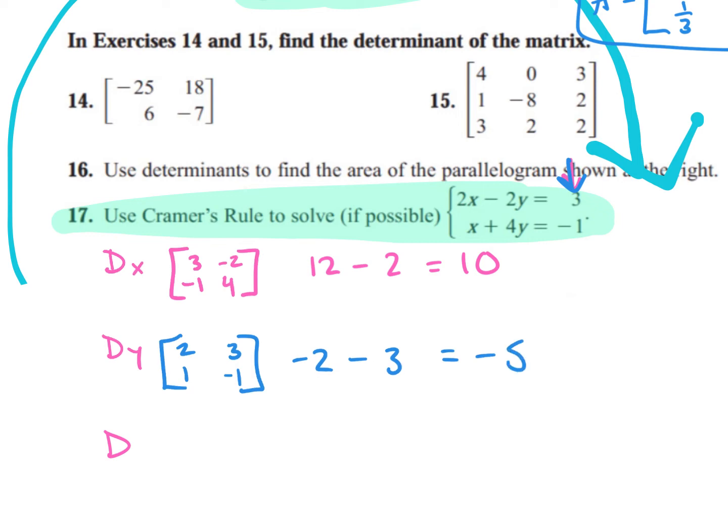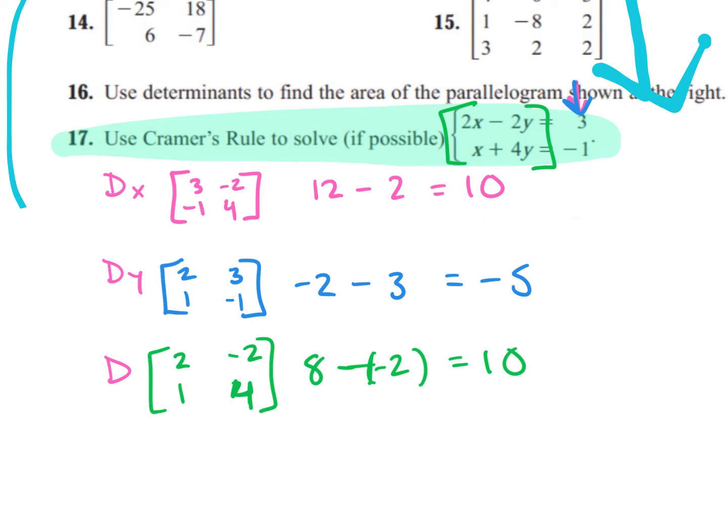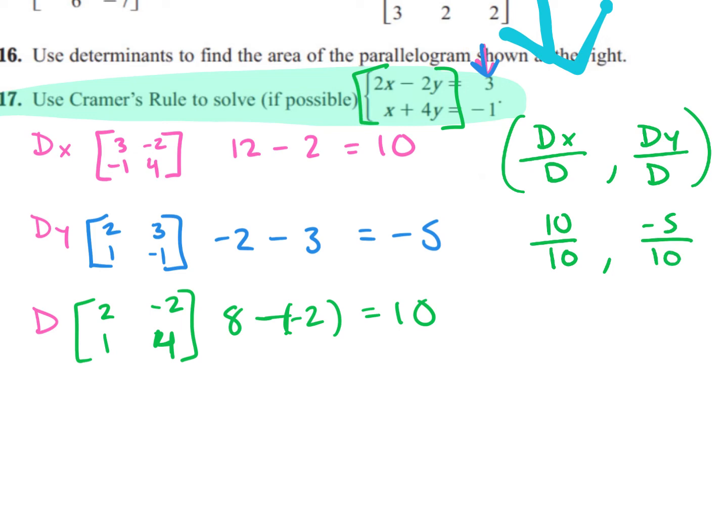And then the determinant of the whole thing is just the part with our coefficients. So that would be 2, 1, and -2, 4. So multiply the majors, we get 8. And the minors, we get -2. So this would be 10. It goes on the bottom. So it'll be d sub x over d, comma, d sub y over d. So d sub x is 10 over 10, and d sub y is -5 over 10. So 1, comma, -1/2.